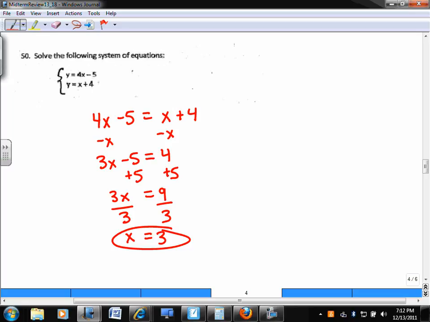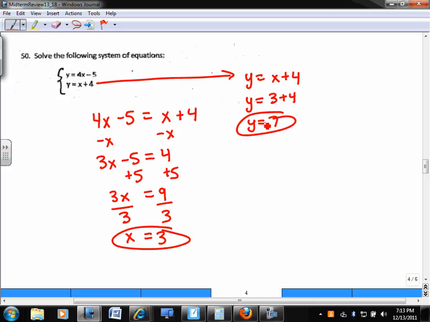Now we need to solve for y. To solve for y, we pick one of our original equations. I've picked y equals x plus 4, simply because it's a simpler problem, less work to do. So y equals 3 plus 4, y equals 7. Then we would write our solution as our point of intersection. Remember, x comes first, so we have (3, 7).